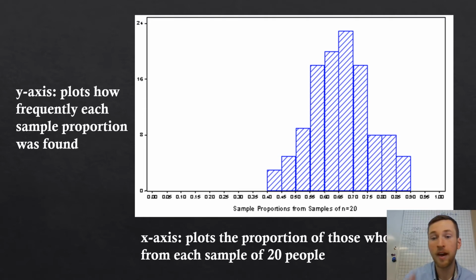So we see that there's a higher frequency in that middle portion, that 68%, and it kind of goes off to the side similar to a normal curve. So even though not every sample is going to be a normal or approximately normal distribution, when we put all those sample proportions together, it is approximately normal.